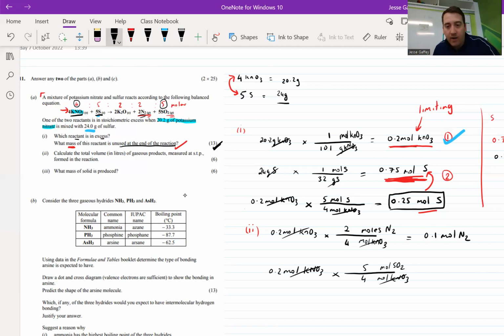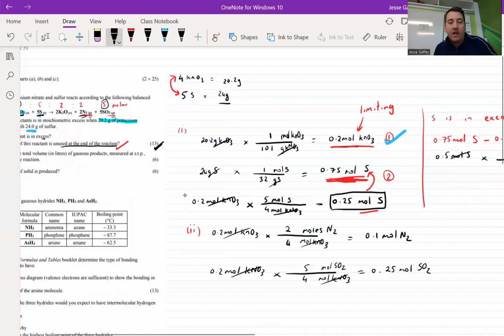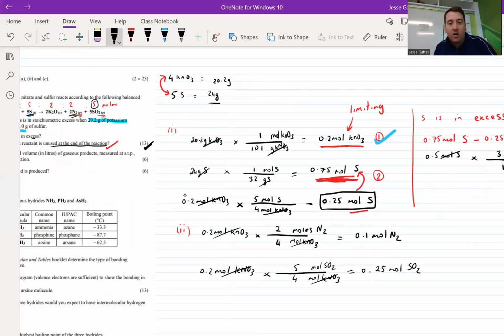What you should get here is 0.25 moles of SO2. Okay, so you can do these separately or you can add them together because they're both gases. So we have 0.35 moles of gas. If we add them together, the total products equals 0.35 moles of a gas.